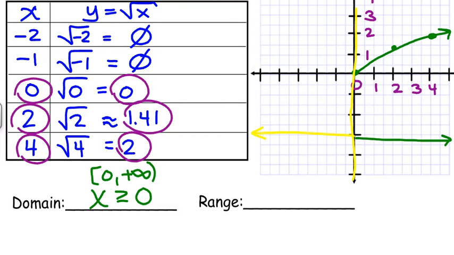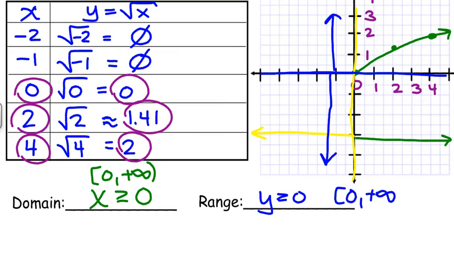Now our range of values, I'm going to change colors here. Our range is our vertical values. Notice that it does not exist below this line. It only exists above. So it has y greater than or equal to 0, or from 0 to positive infinity.